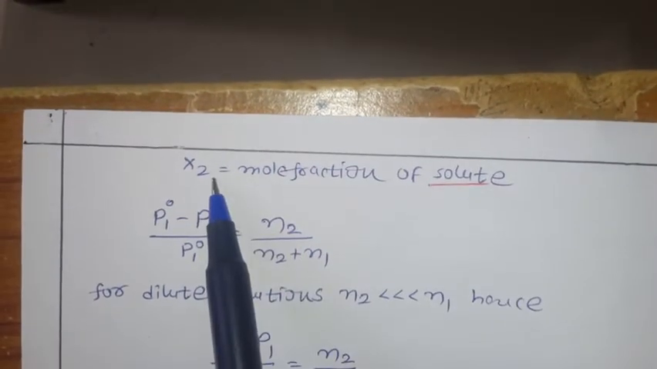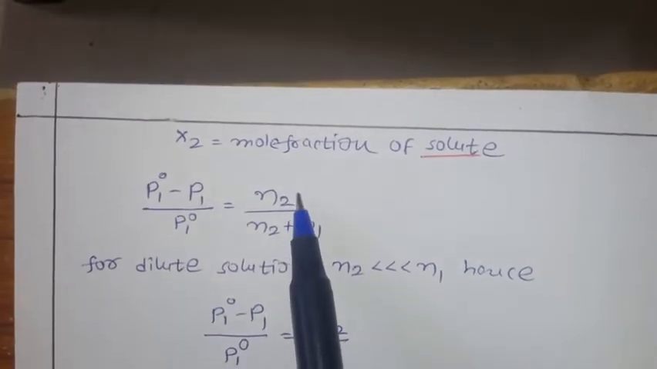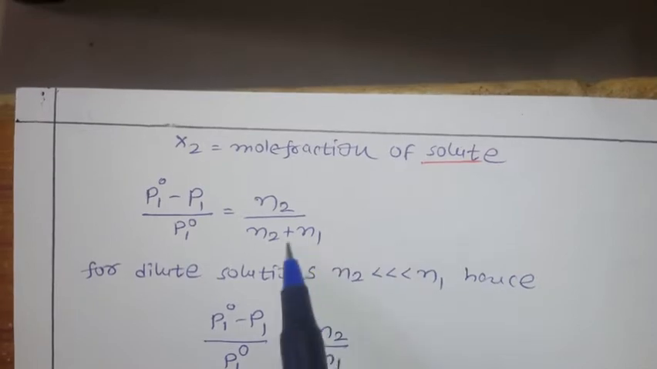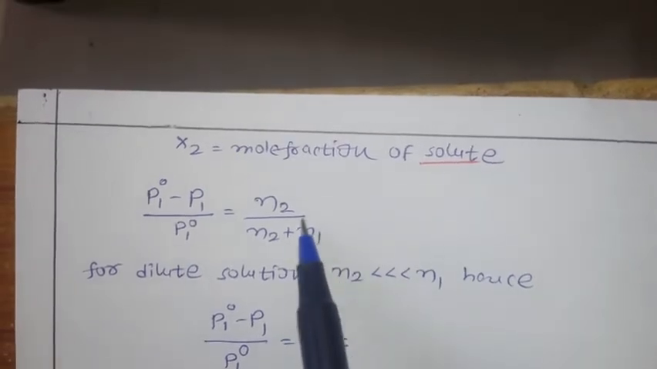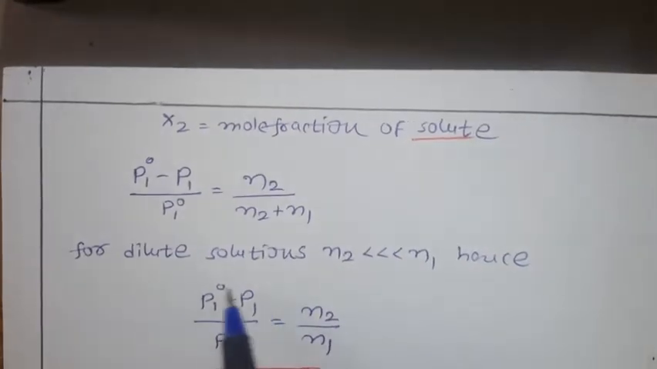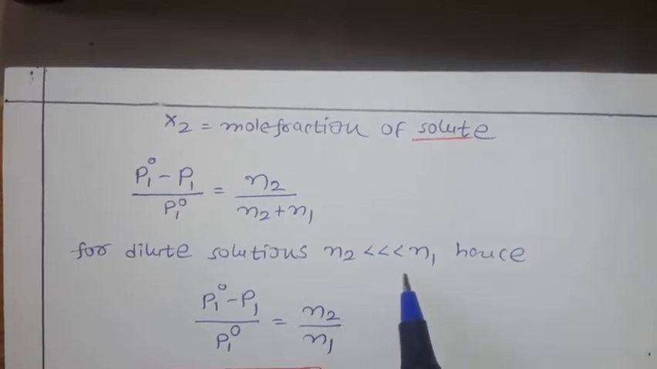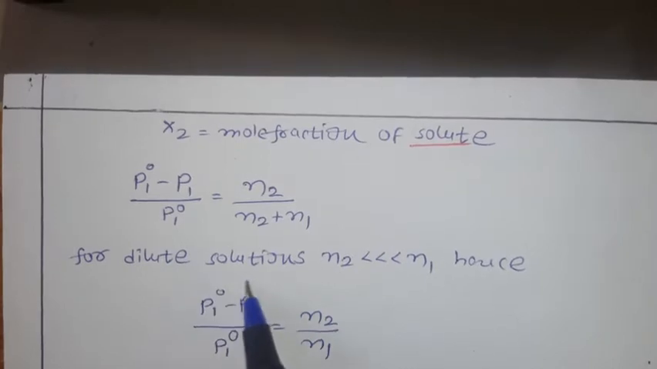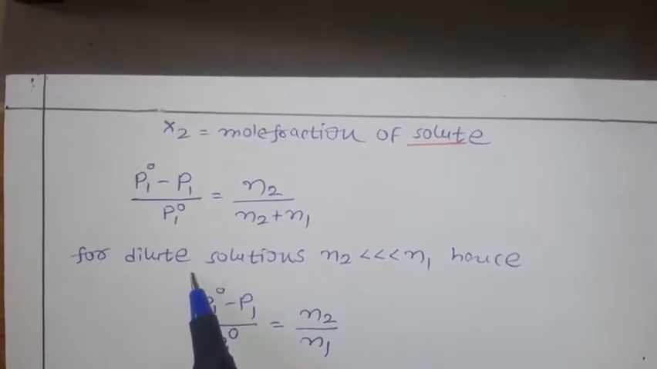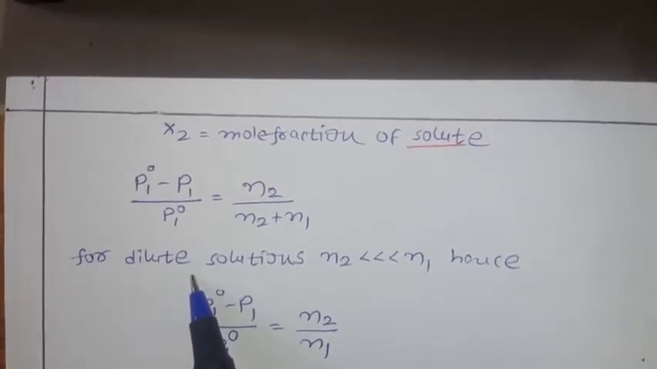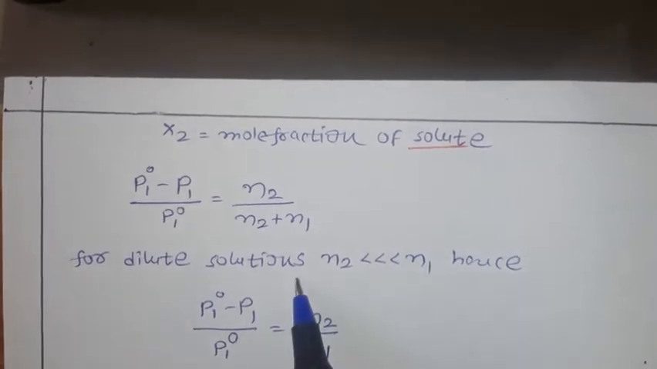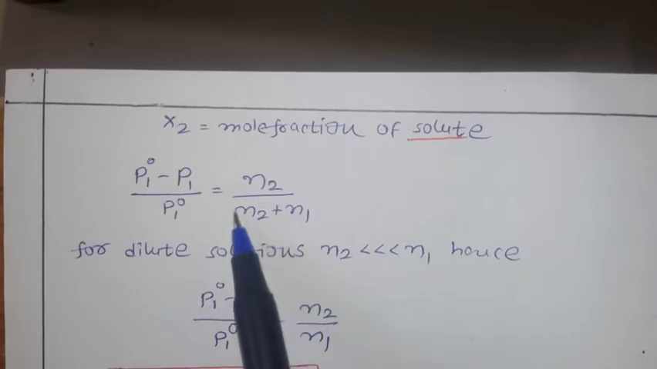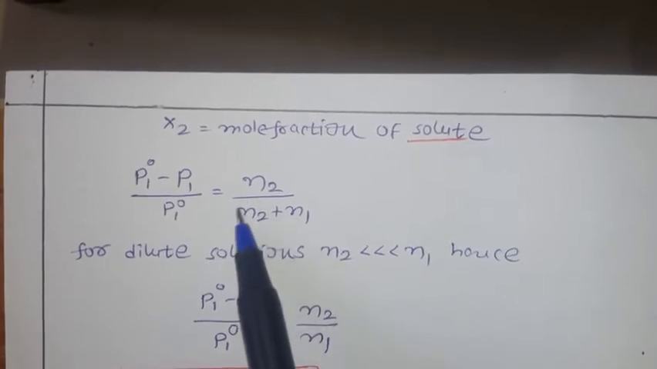As we know very well, mole fraction of solute can be written as number of moles of solute divided by number of moles of solute plus number of moles of solvent. Here 1 means we are taking the solvent. For a dilute solution, N2 is very much less than N1. Dilute solution means a very small amount of solute in the solvent. So for a dilute solution, N2 is very small, and I am going to neglect N2 in the denominator.